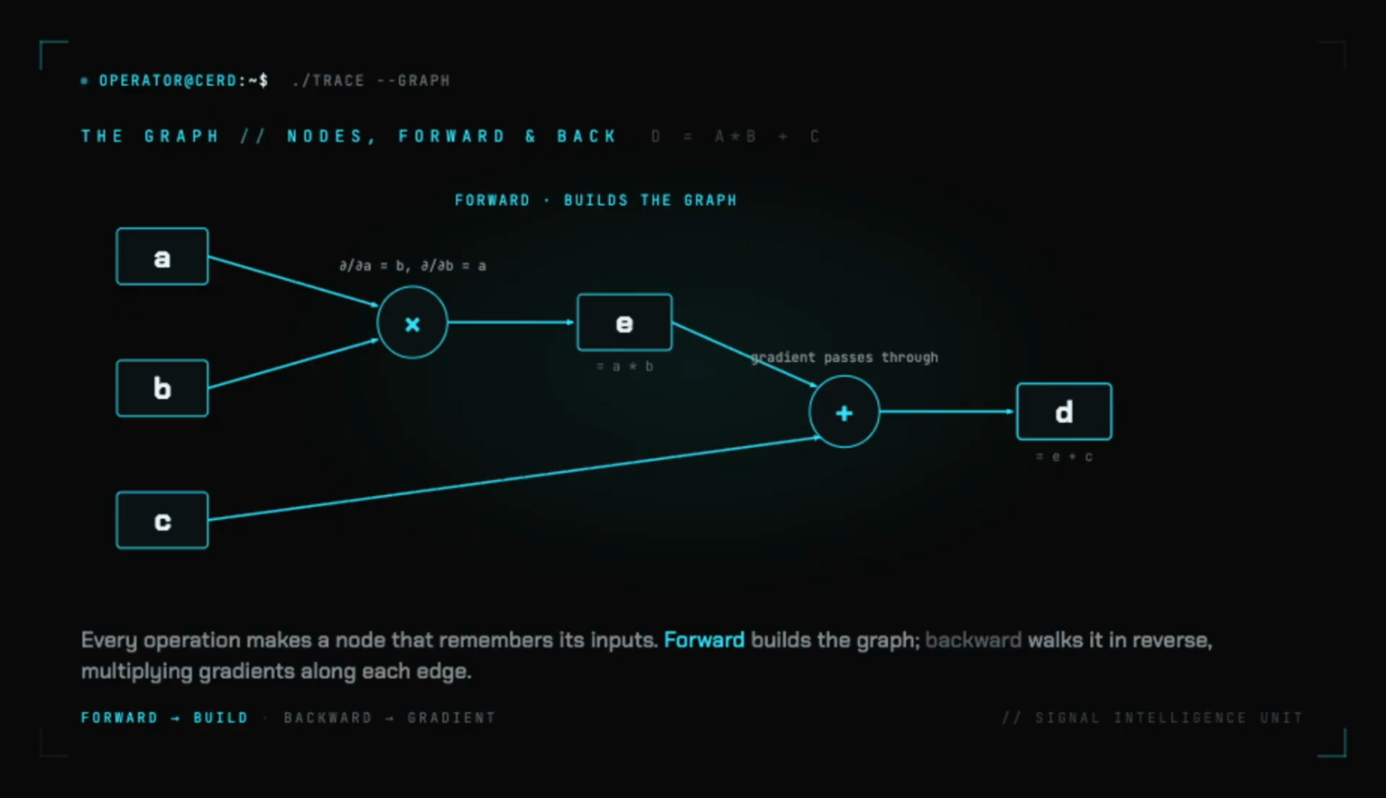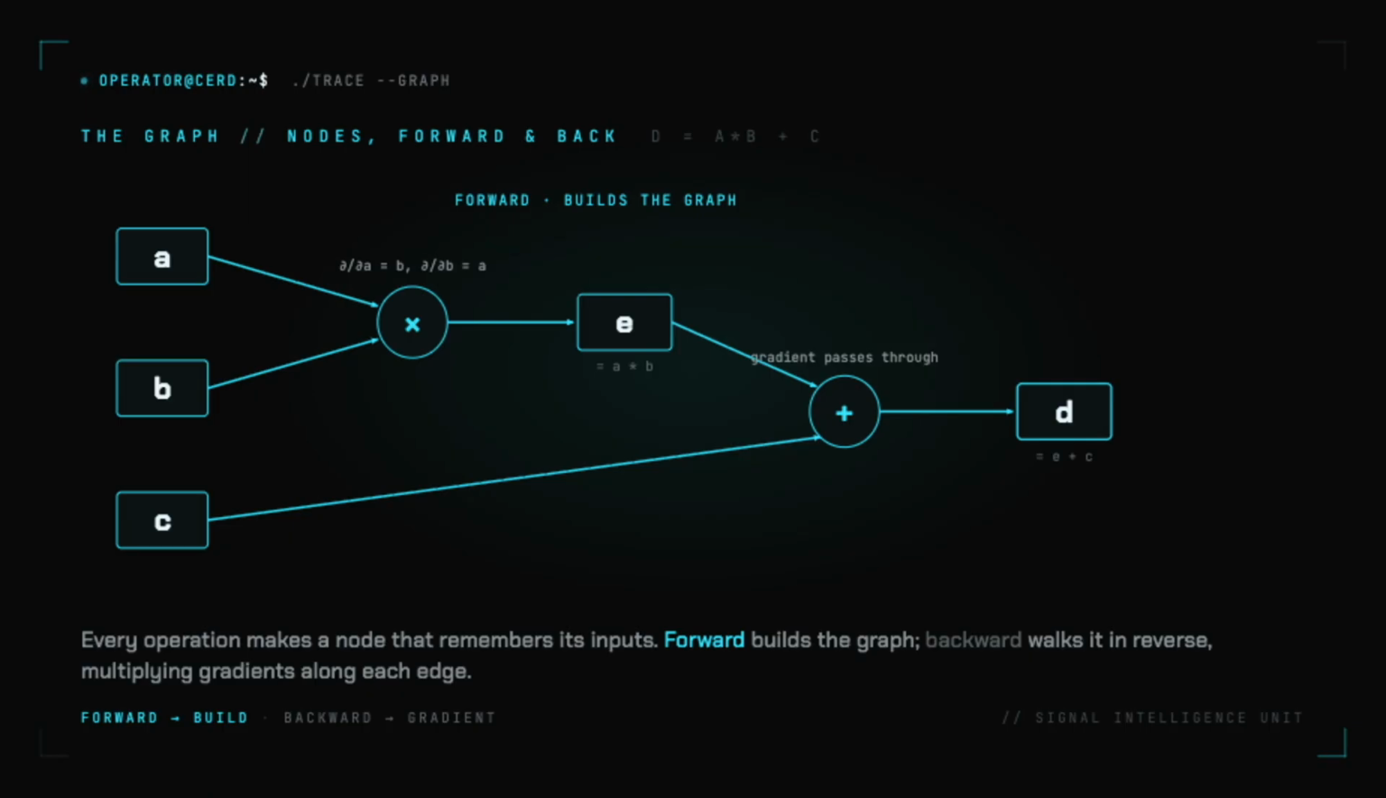Okay, so now for the fun part. Watch what happens when we build addition out the right way. Every time we do an operation, it's going to make a new node. That node writes down which nodes it came from. Do a few of them in a row, and suddenly you've built a graph. Nodes connected by the operations between them.